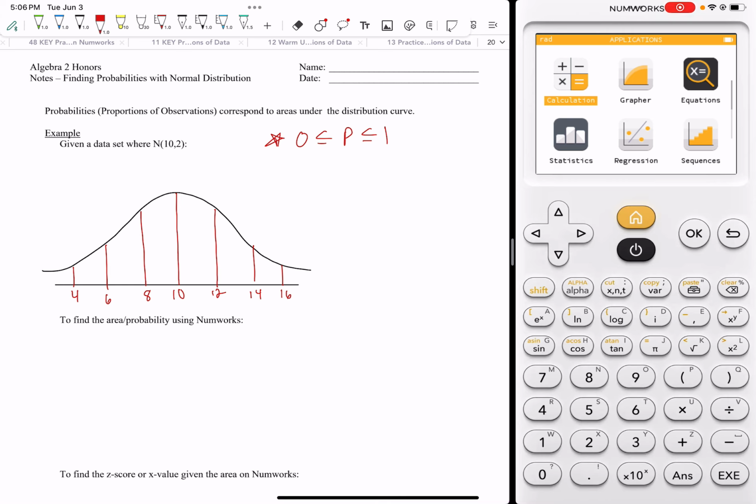be anything in between. So our answers here are going to be decimals, and we're going to round all decimals to 4 places, okay?